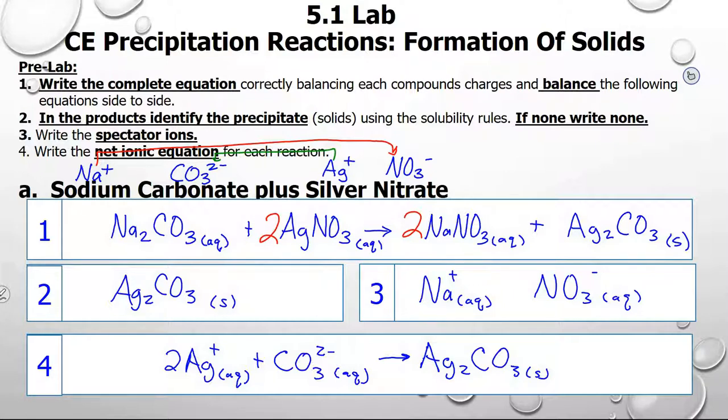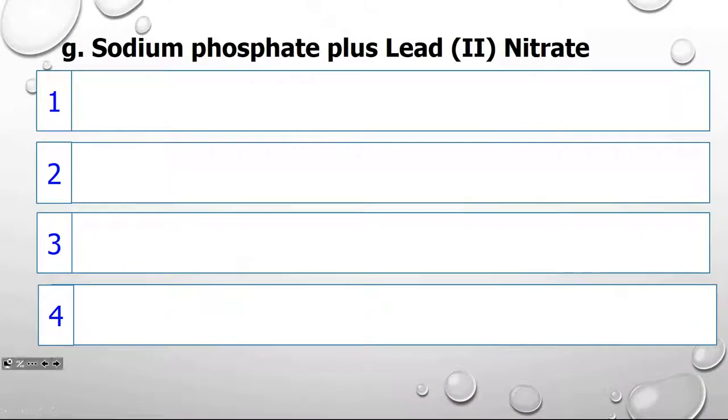Okay, we're going to do a few of these together, and then I'll give you some time to do more on your own, because I want you to have a chance to do these on your own. Okay, so the next one I'm going to do is G. I think that's, yeah, G's next. So find G.